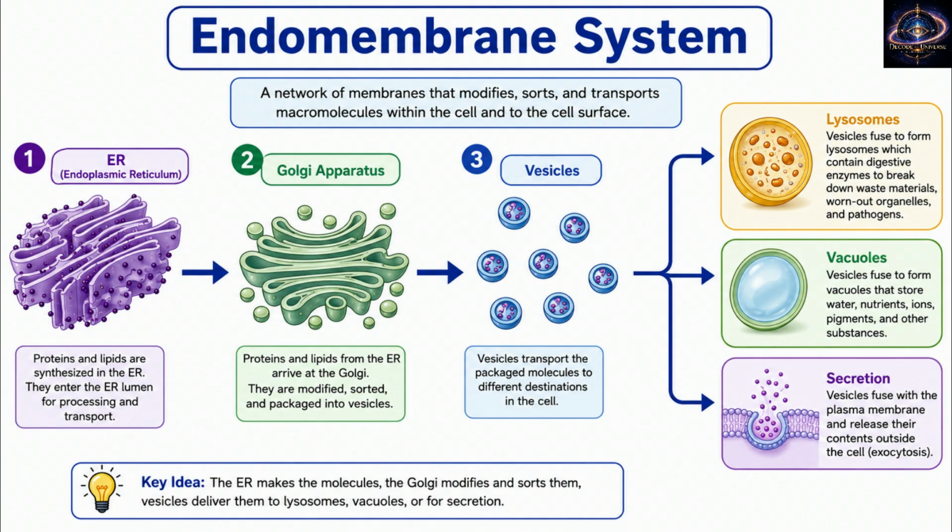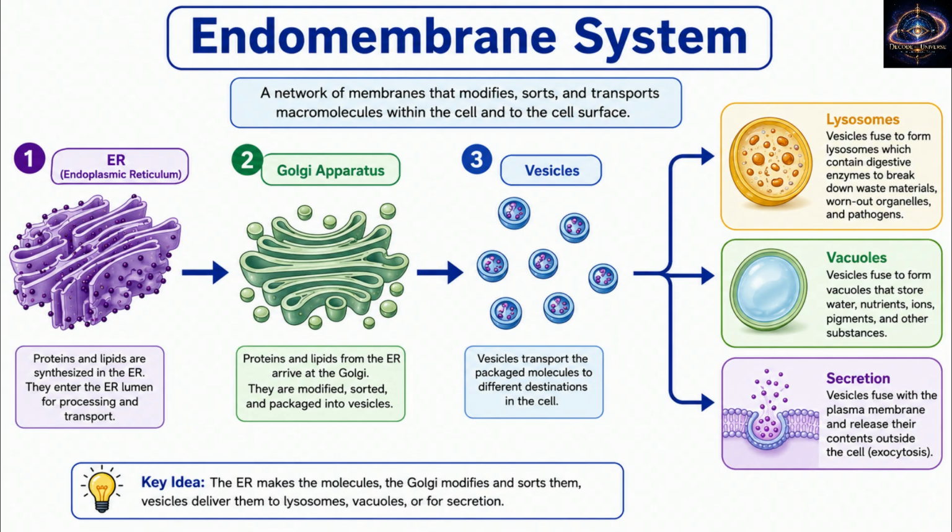Part 21, cytoskeleton. Cytoskeleton is a network of protein filaments in the cytoplasm. It includes microtubules, microfilaments, intermediate filaments. Functions: mechanical support, cell movement, maintaining cell shape. Real-life example: cytoskeleton is like the iron framework inside a building.